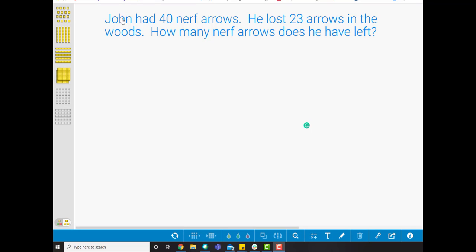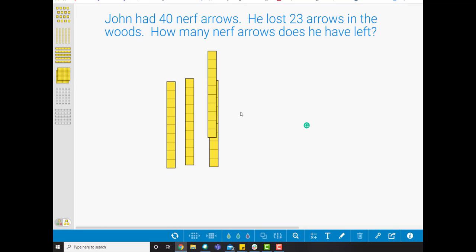So the word problem says, John had 40 Nerf arrows. He lost 23 arrows in the woods. How many Nerf arrows does he have left? Okay, so John had 40 Nerf arrows. So I'm going to model the 40. And he lost 23. So if I were to write that as an equation, I would write 40 minus 23, okay?